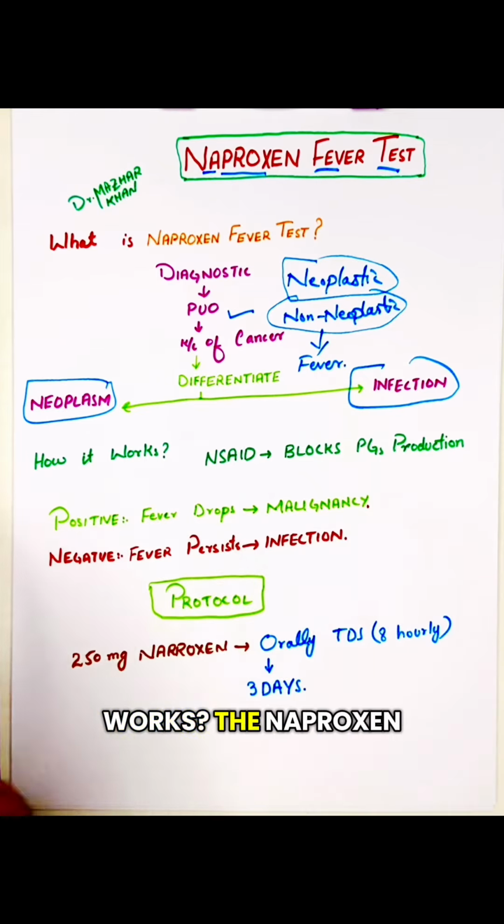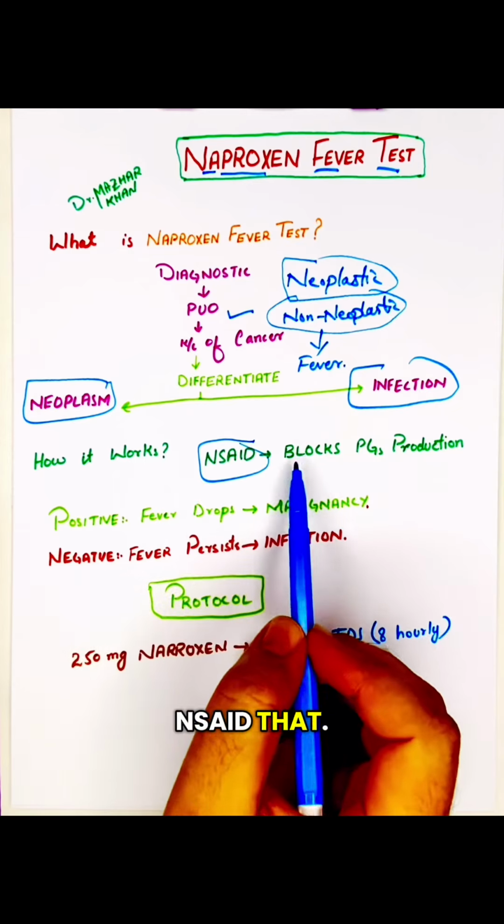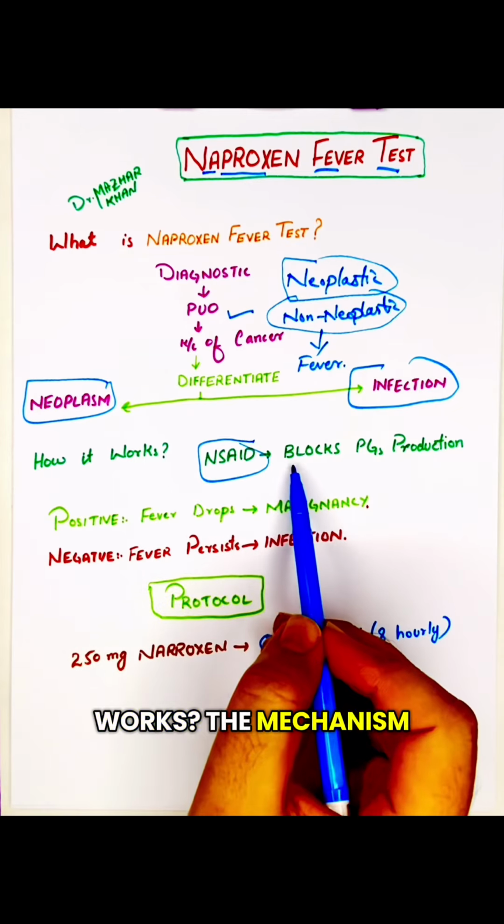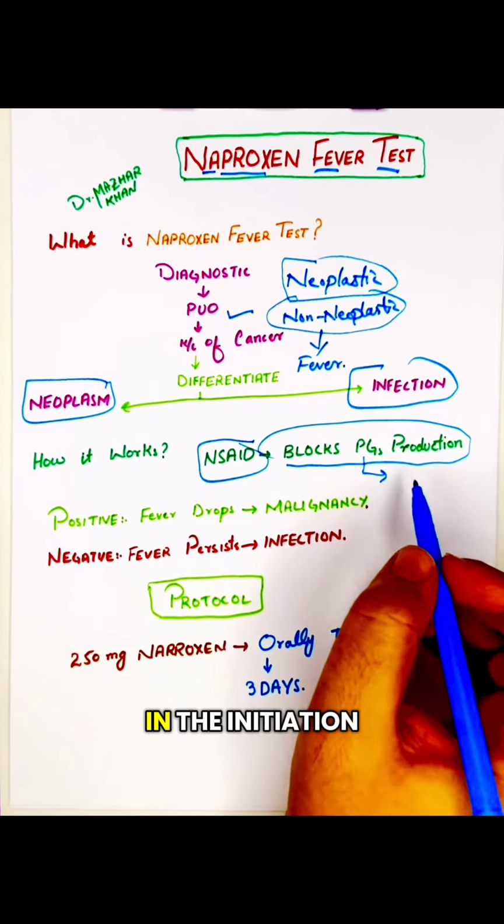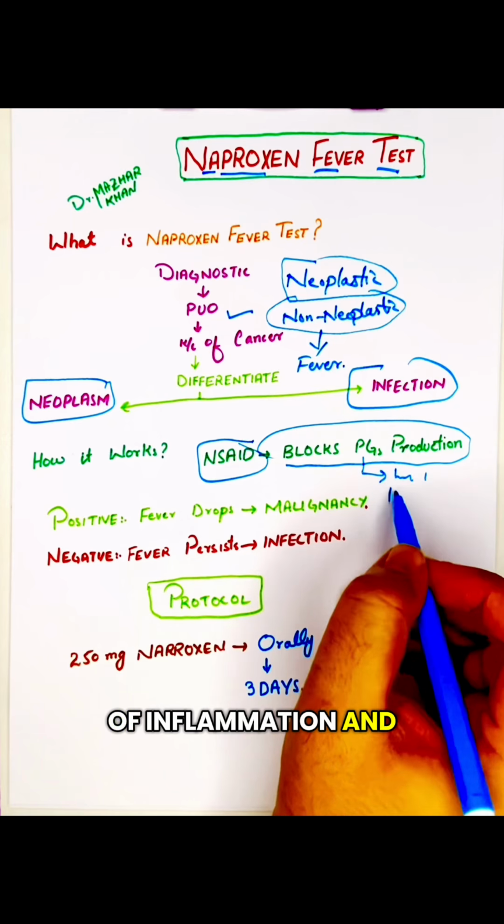So how does it work? Naproxen is basically an NSAID. The mechanism of action is that it blocks prostaglandin production. Prostaglandins are involved in the initiation of inflammation and fever.